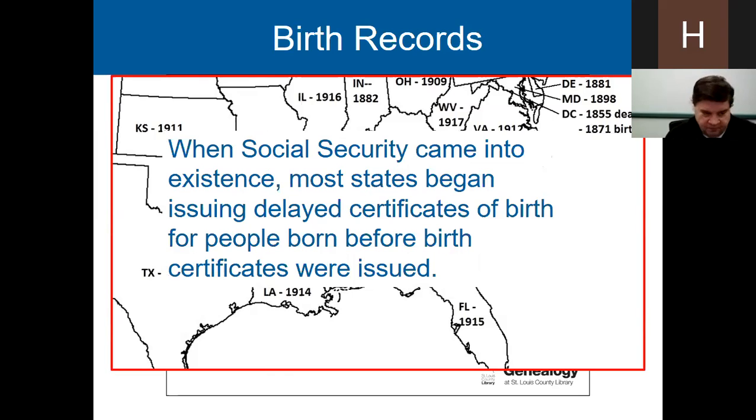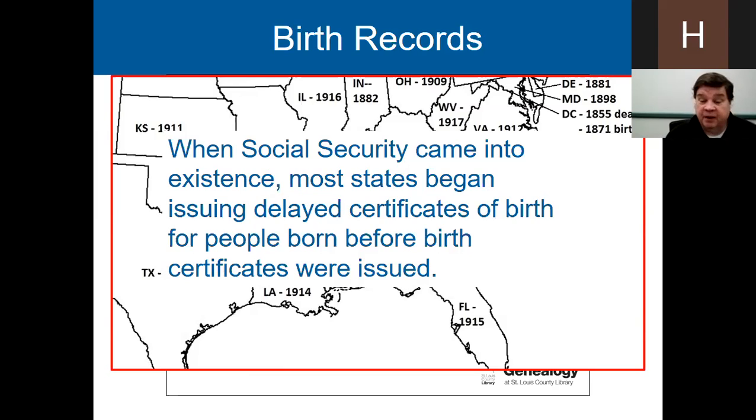However, once Social Security became a thing, most states started issuing a delayed birth certificate because you needed a birth certificate to apply for your Social Security card. And so people would go into the office with some kind of proof of when they were born. It could be an older sibling or a parent saying, this is when they were born. I remember it.